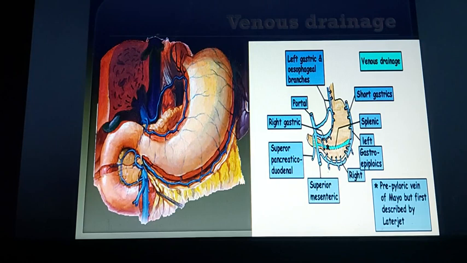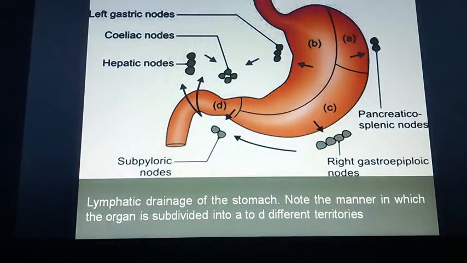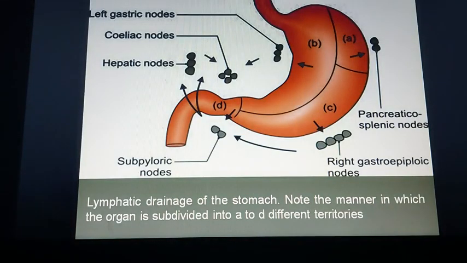Same thing. The left gastroepiploic vein drains into the splenic vein, and the right gastroepiploic vein drains into the superior mesenteric vein. The left gastric vein drains into the portal vein here, and the right gastric vein drains into the superior mesenteric vein. So this is about the venous drainage and arterial supply of the stomach.